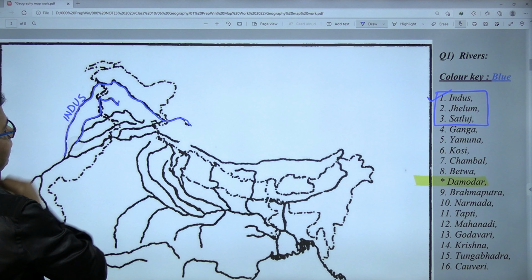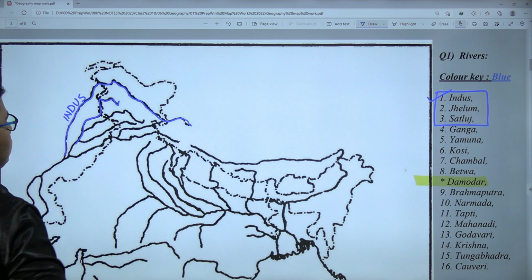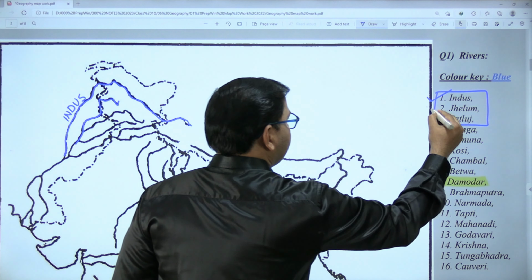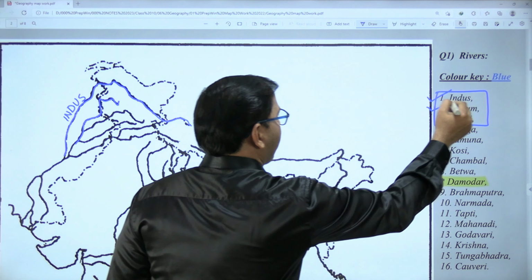Okay. Now the second river is Jhelum. Now see, just below Indus River, we have this river Jhelum, which is a tributary of the Indus River, right? So this is what you are going to draw. So we have completed the second one also: Indus, and below this river we have Jhelum River.